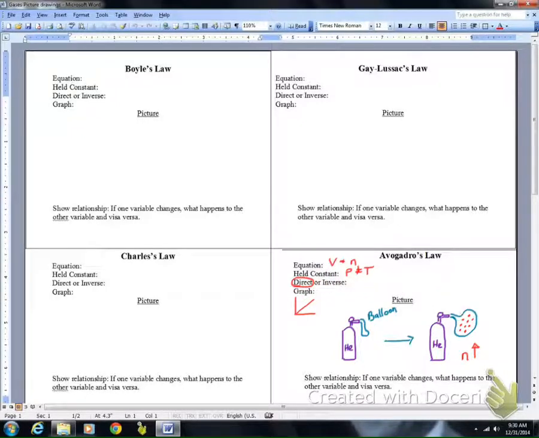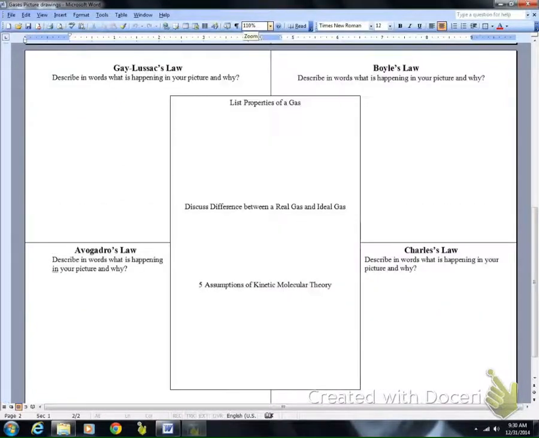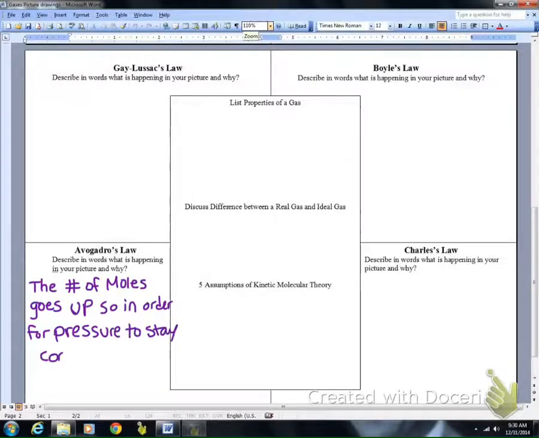And so we need our volume to also go up, which is what you see with the balloon. My picture is showing that the balloon got bigger, and we're showing that the number of moles got bigger and the balloon got bigger. Then on the back side of your paper, what you're going to do is explain in words what happened. In words, what happened in my picture is the number of moles increased, and in order for the pressure and temperature to stay constant, the volume of the balloon has to increase. I could add in that I'm working with the balloon.